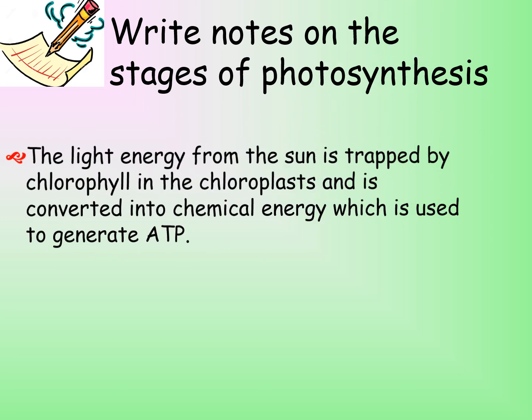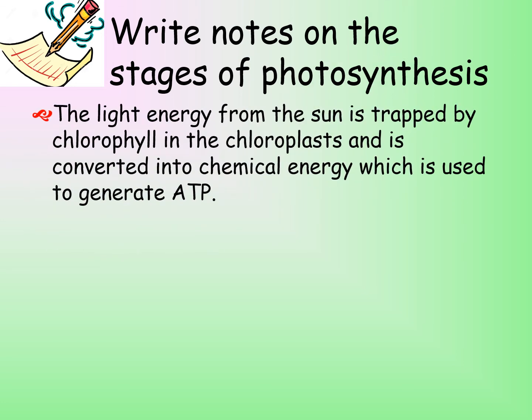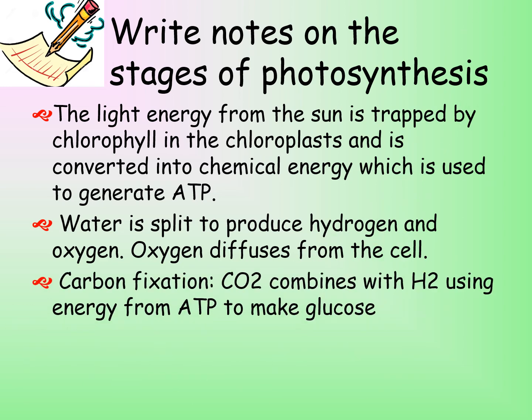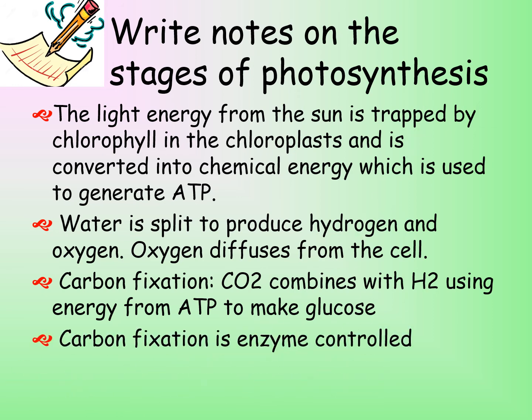So what you might have is that light energy from the sun is trapped by chlorophyll and converted to ATP. You might have said that water is split by light energy to produce hydrogen and oxygen. Oxygen diffuses from the cell. You might have said that carbon fixation is when carbon dioxide combines with hydrogen using energy from ATP to form glucose. And you might have said that carbon fixation is controlled by enzymes.